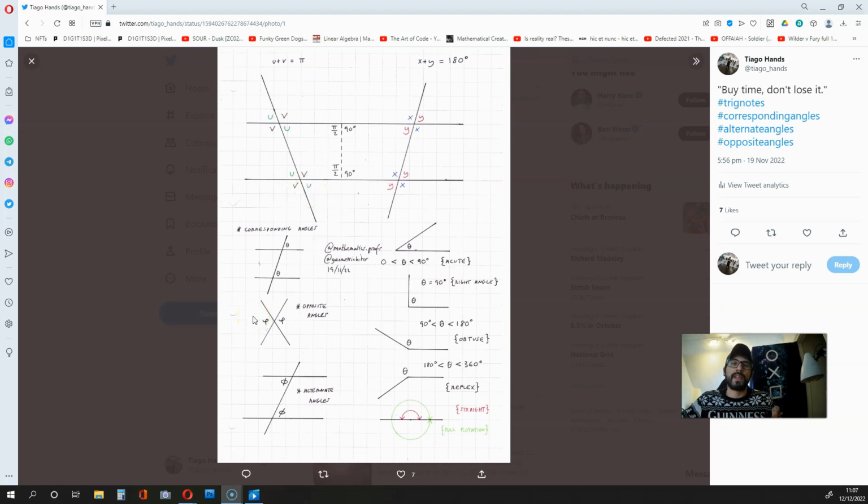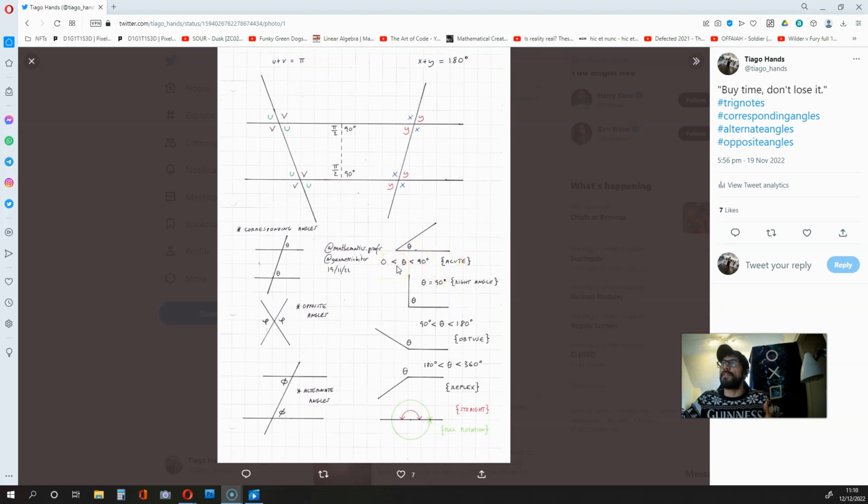Now which ones would be considered alternate angles? Well, we have a v over here on the top left and a v over here on the bottom right. These two angles over here are going to be called alternate angles. They are exactly the same. Now that we are able to define corresponding angles, opposite angles, and alternate angles, let's look at the other types of angles that exist in terms of degrees.